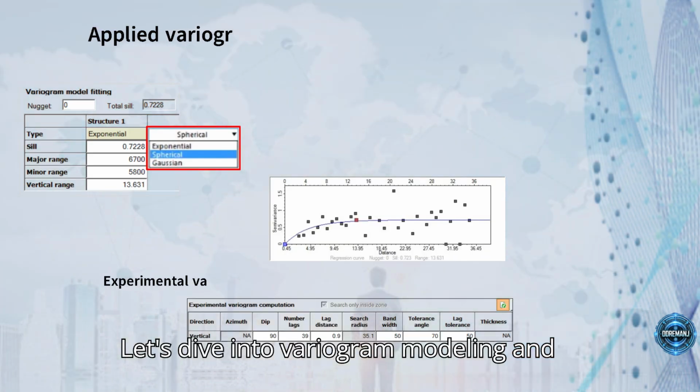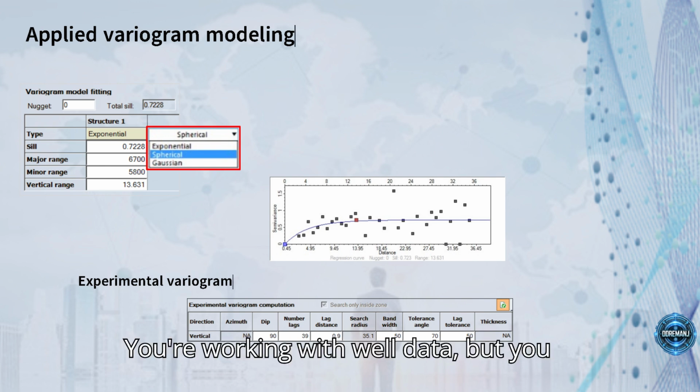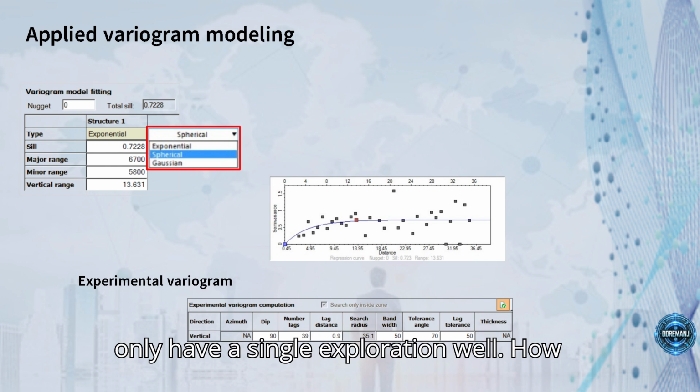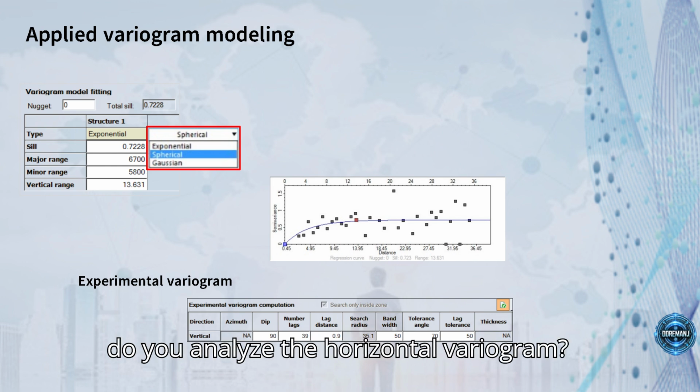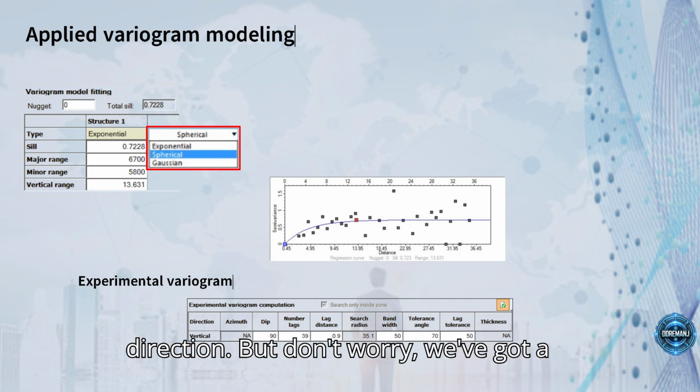Let's dive into variogram modeling and why it's essential for reservoir analysis. But let's keep it interesting. Imagine this scenario. You're working with well data, but you only have a single exploration well. How do you analyze the horizontal variogram? Simple, you can't. There are no pairs available in the horizontal direction. But don't worry, we've got a solution.